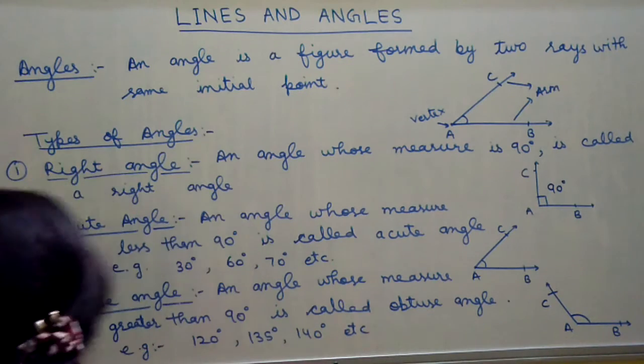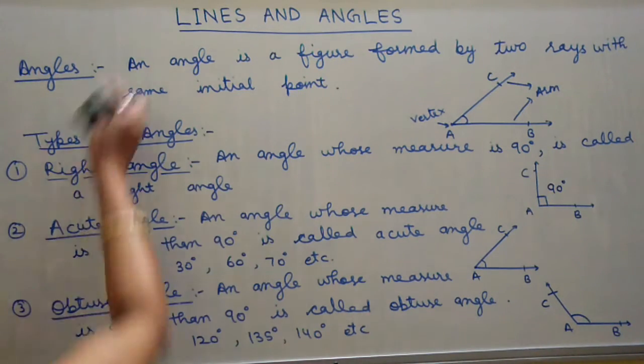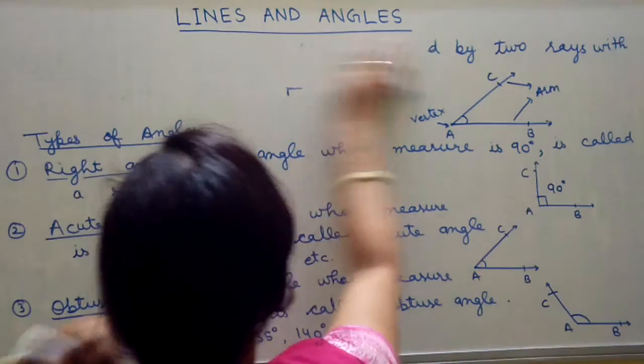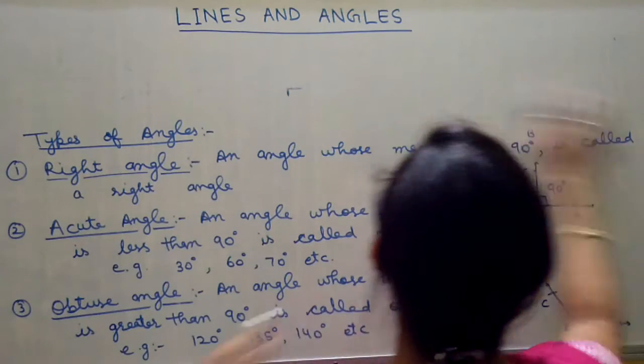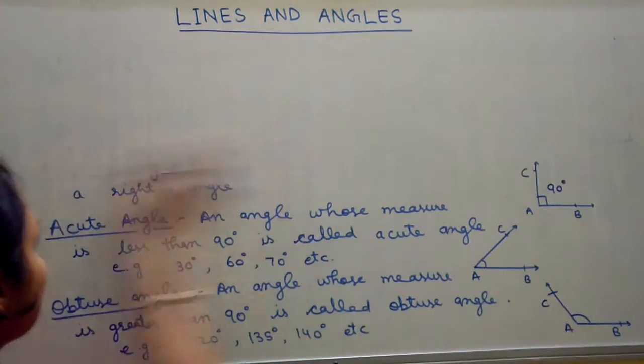Okay, now come to the next angles. Next is the straight angle. What is a straight angle? One whose measure is 180 degrees is known as a straight angle.